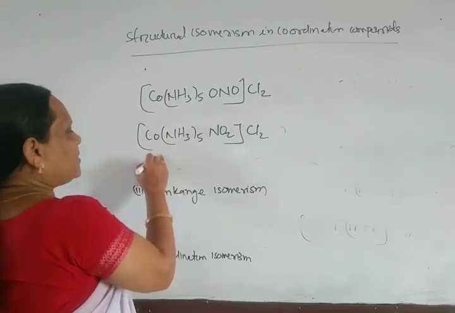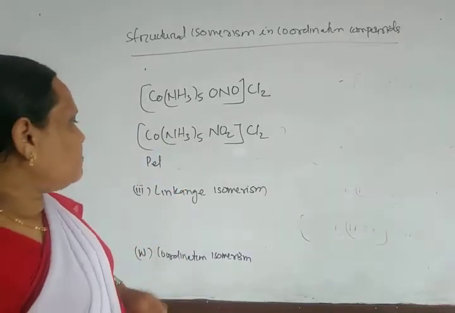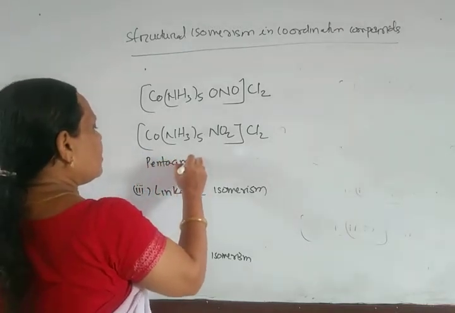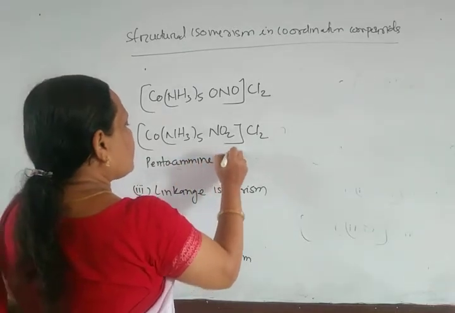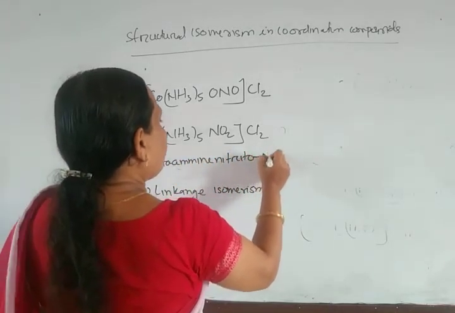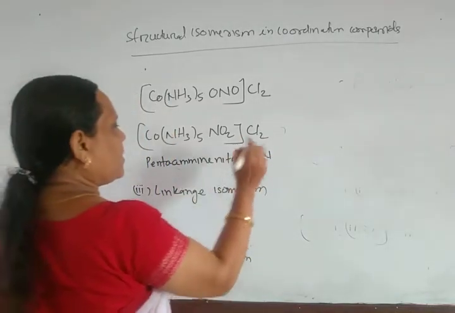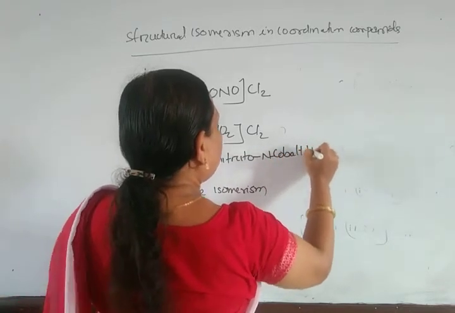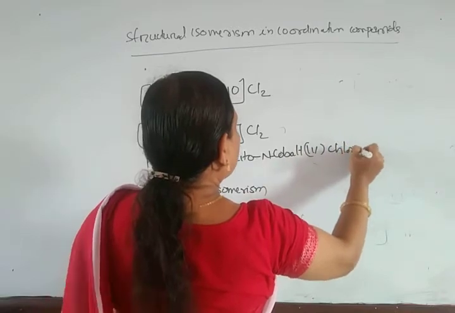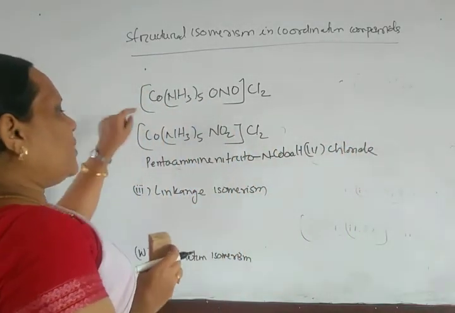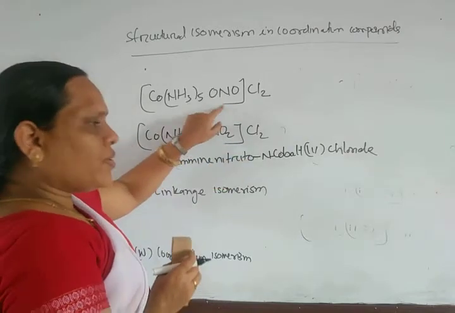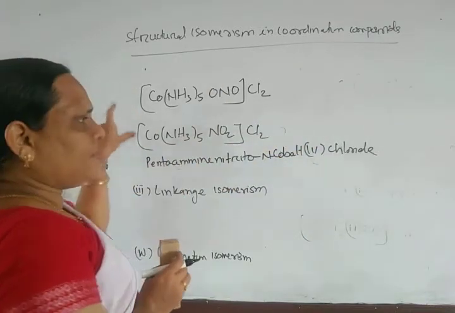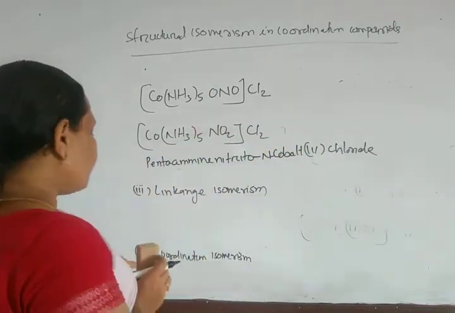So what is this? This is pentaamminenitrito-N cobalt(III) chloride, and this one, what? Pentaamminenitrito-O cobalt(III) chloride. So whenever you write the names in isomerism, you have to write the names like this.